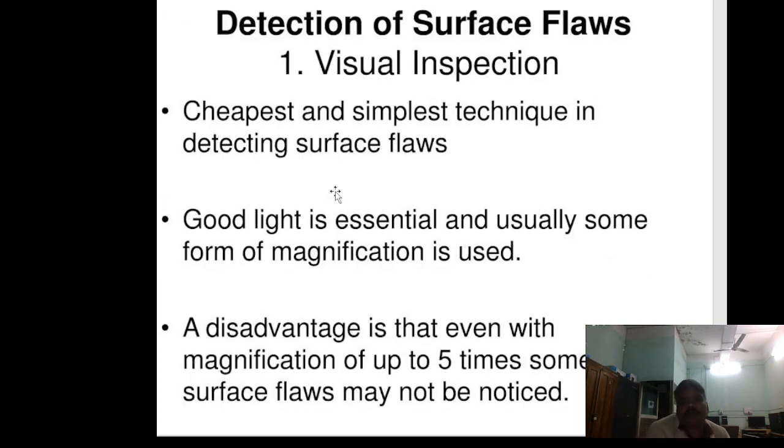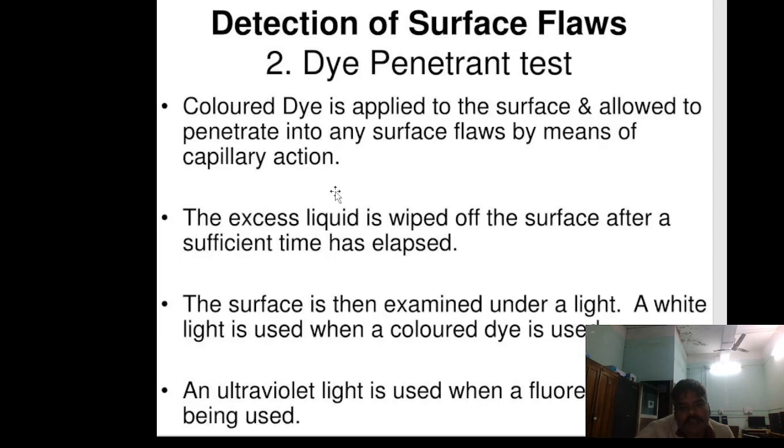Detection of surface flaws. Visual inspection: the cheapest and simplest technique in detecting surface flaws. Good light is essential and usually some form of magnification is used. A disadvantage is that even with magnification of up to 5 times, some surface flaws may not be noticed.